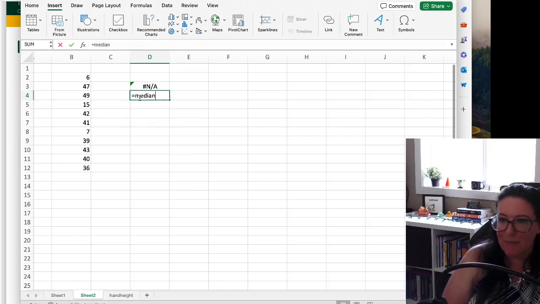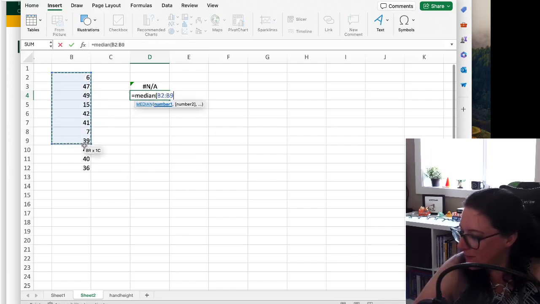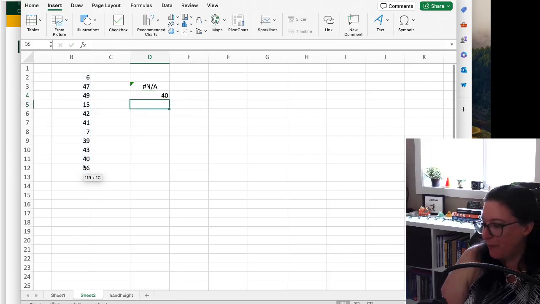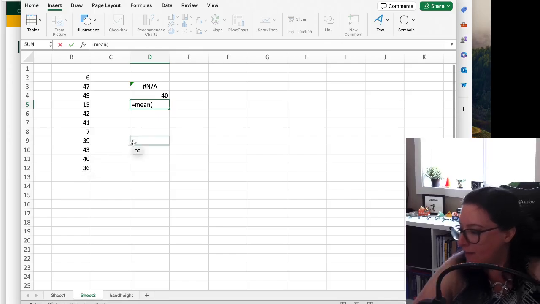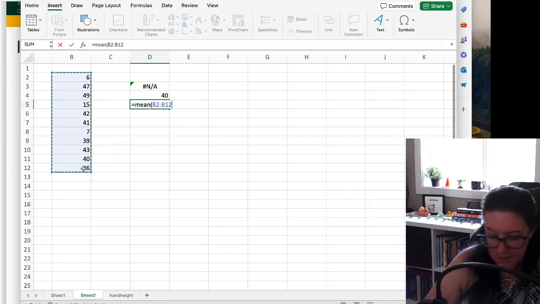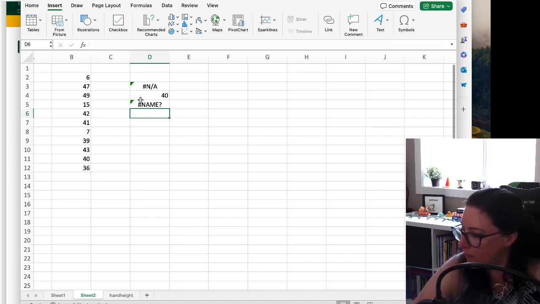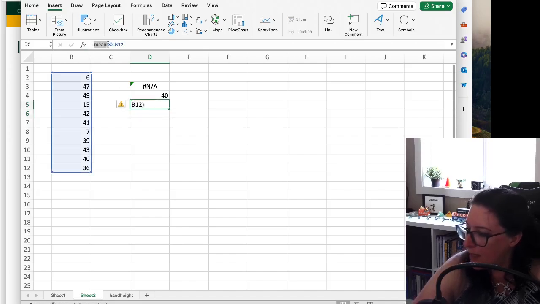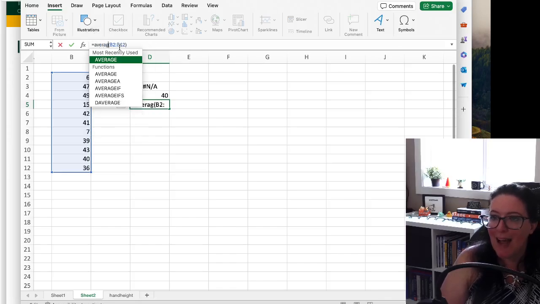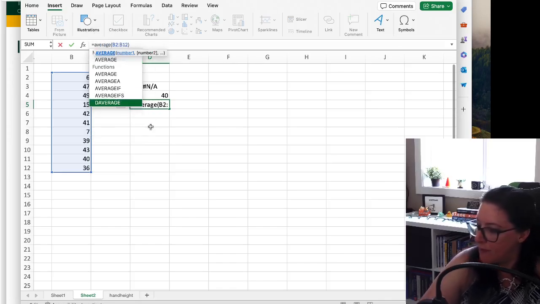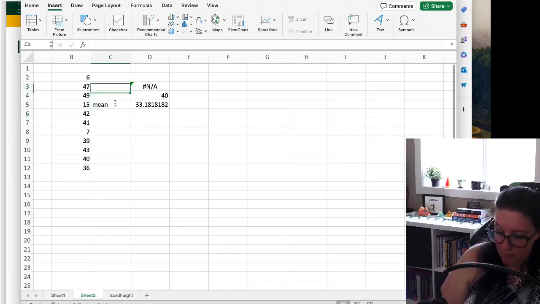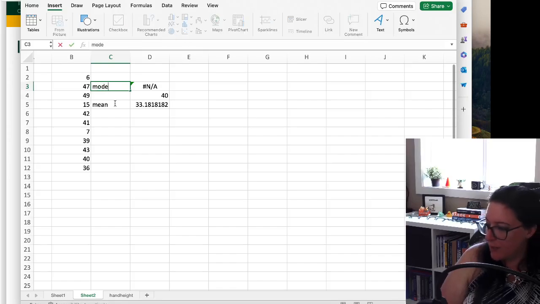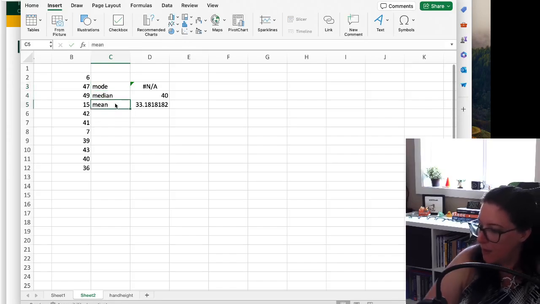All right, median. Q2 is 40. And we can find the mean of this data set as well. In Excel, it's not mean, it's average. Okay, so if you want to find the average, let's just write this out. There is no mode because there's no most common. The median is 40, that's Q2.